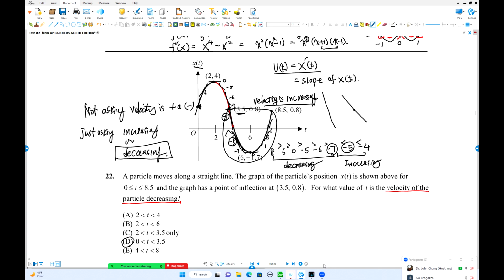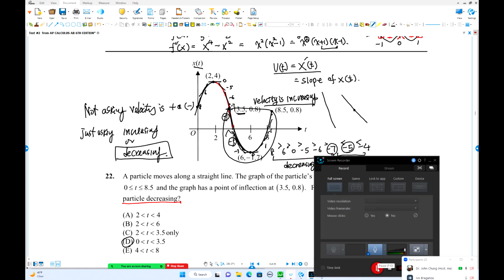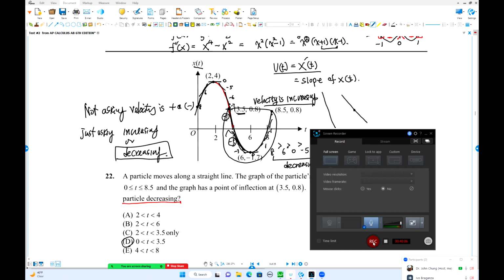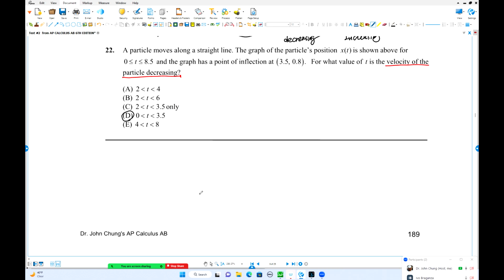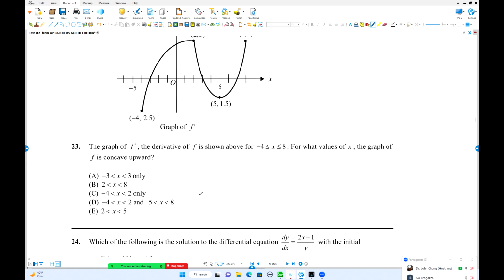Okay, figure this one out one more time. Using the slope of the tangent, we can see whether velocity is increasing or decreasing. Okay, I'm going to hold your recording. All right, if you're done, let me know. Okay, you're good, right? Okay. Number 23.